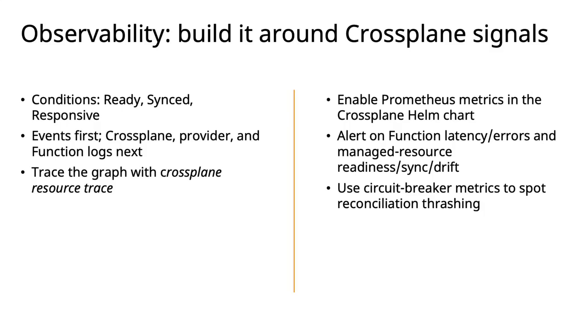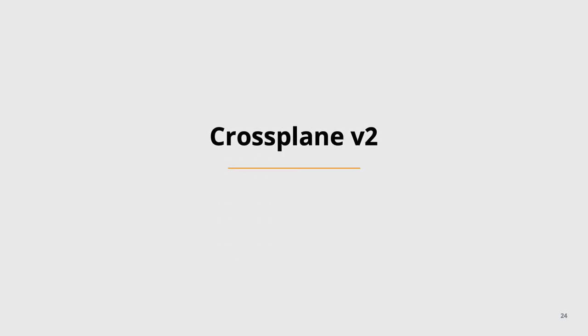And everything Crossplane is cloud native. It's like nothing custom here. So you just enable all the metrics in the Helm chart. You can build dashboards on the metrics, right? And in version 2, they use the circuit breaker metrics now, which monitor the reconciliation and give you metrics about that. I have to hurry up a little bit.